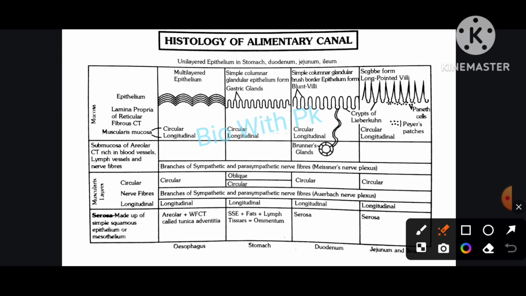Serosa, made up of simple squamous epithelium or mesothelium. In esophagus, areolar plus WFCT called tunica adventitia. In stomach, SSE plus fats plus lymph tissue is equal to omentum. Duodenum serosa, jejunum and ileum serosa.